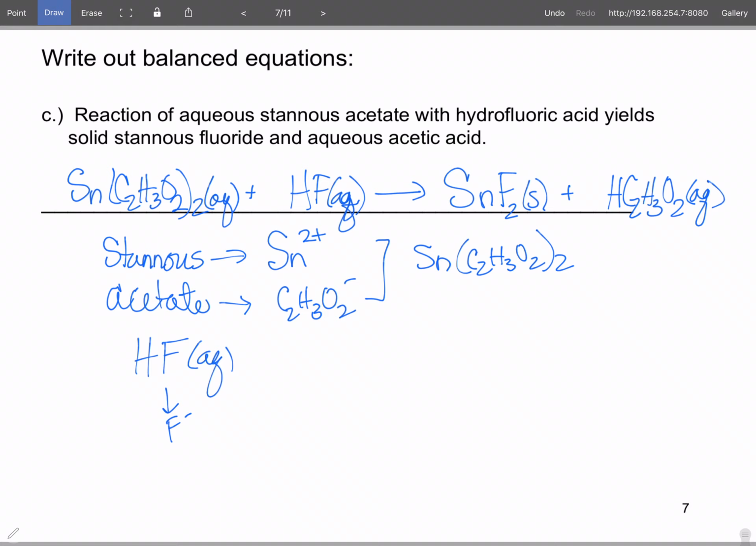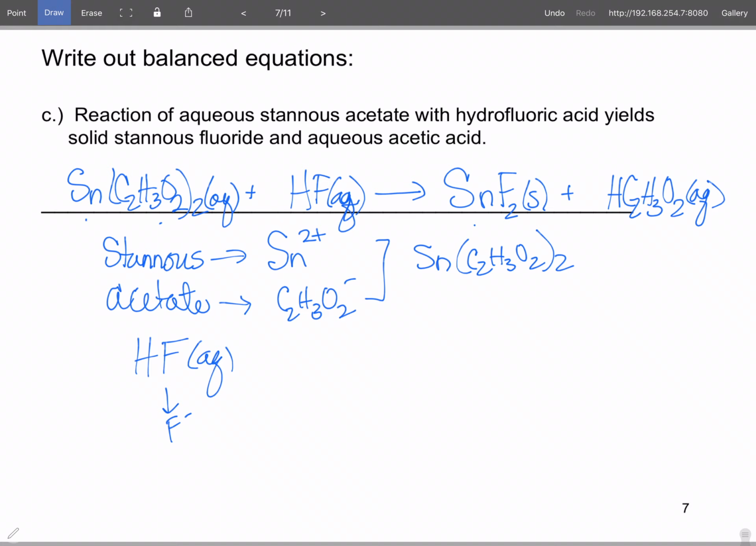Okay, so now let's look at balancing. We have 1 tin, 1 tin. We have 2 acetates, so we'll need 2 acetates. We have 2 fluorides, so we need 2 fluorides there. Now we have 2 hydrogens, 2 hydrogens. So we have set this up and we have balanced it. So we're good to go on this problem.